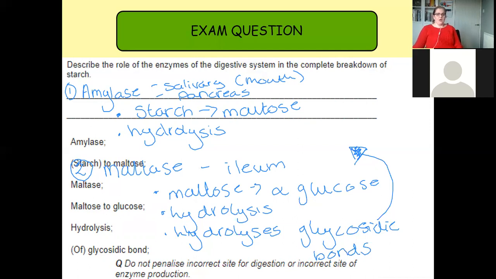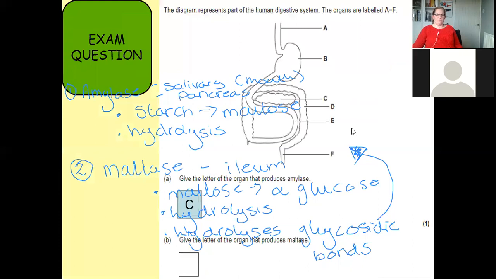glycosidic bonds. And you wouldn't be penalised in this question for the incorrect site of digestion or incorrect site of enzyme production, because it's not actually asking for them. Lots of people will include them in there, and that's absolutely fine for you to do that. It's just a reminder that you wouldn't get penalised if you either didn't include them or put the wrong ones. Right, let's clear all those drawings so we can see this one.